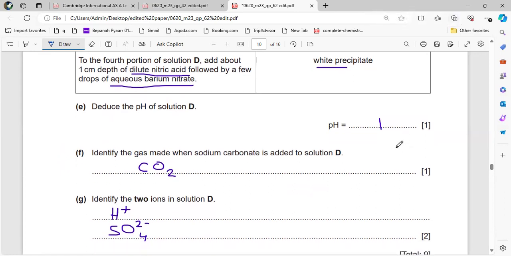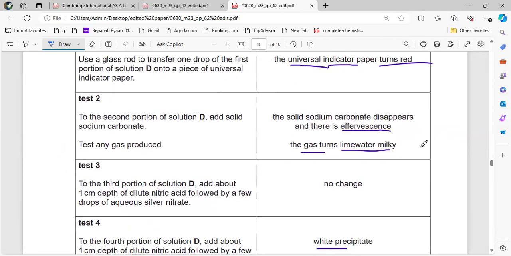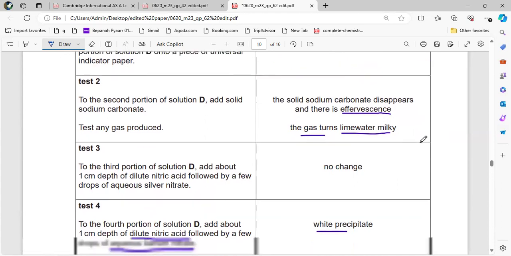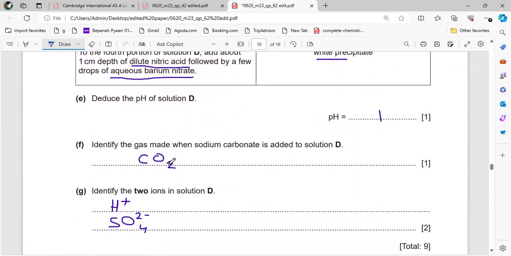Identify the gas made when sodium carbonate is added to solution D. We saw that lime water turns milky and it is a test for carbon dioxide. So the gas produced here was carbon dioxide.